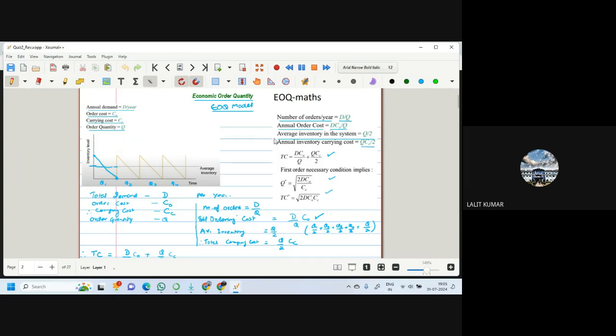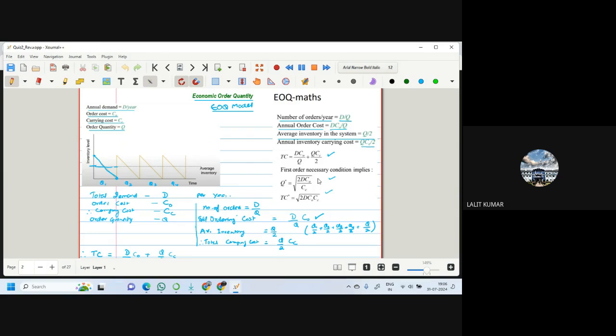And the average inventory in this system: you start in one quarter, you have this inventory, you finish it, you start in the second quarter. So your average inventory is Q by 2. So carrying cost will become Q by 2 into CC. Now your total cost will become D CO by Q plus Q CC by 2. This you can get straight away, and then just taking the first derivative and equating it to 0, you will get this. In case you forget this formula, for the quiz you can just remember it.